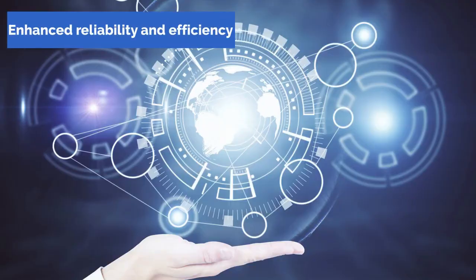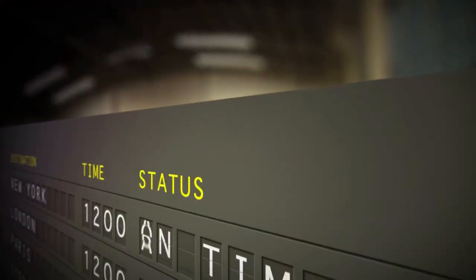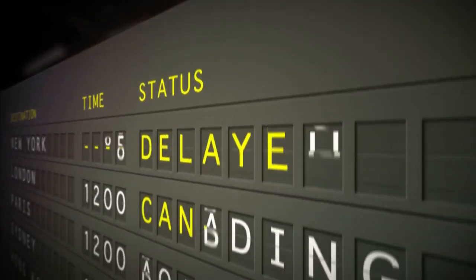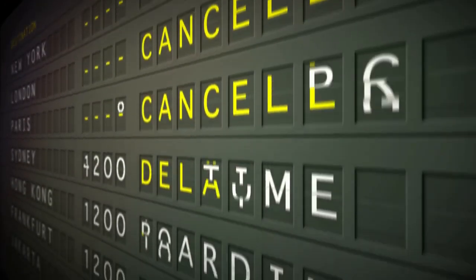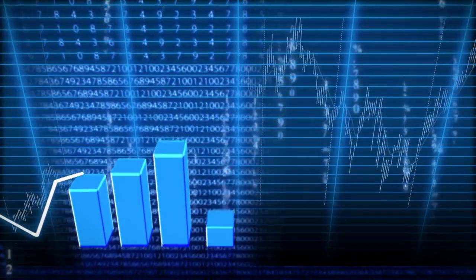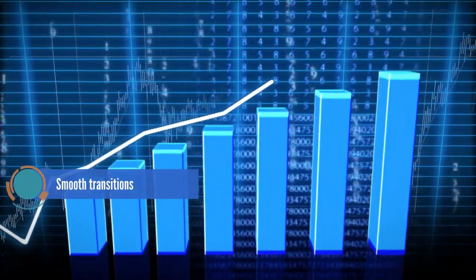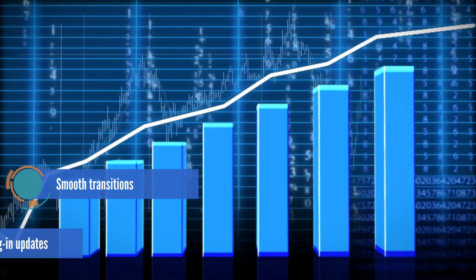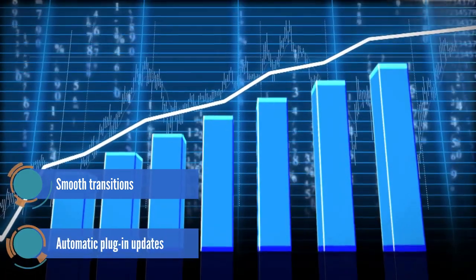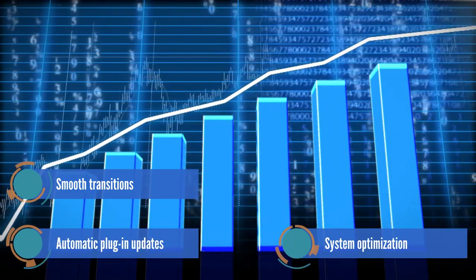Enhanced reliability and efficiency. Say goodbye to disruptions during agent updates. HCL UnO agent ensures smooth transitions, guaranteeing uninterrupted performance. Plus, with automatic plugin updates, your system efficiency is continuously optimized.